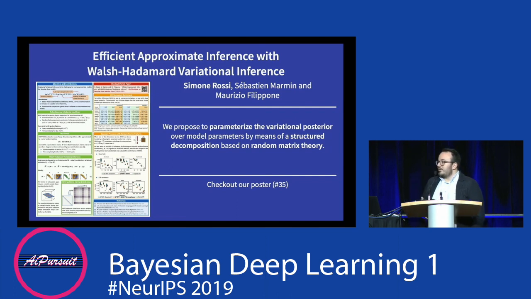So to try to answer this question, we propose to parameterize the variational posterior by means of structured decomposition based on matrix random theory. In the paper, we have some applications on Bayesian deep neural networks and Gaussian processes with random feature expansion. I'm going to invite you to check the paper, or even better, check our poster later.